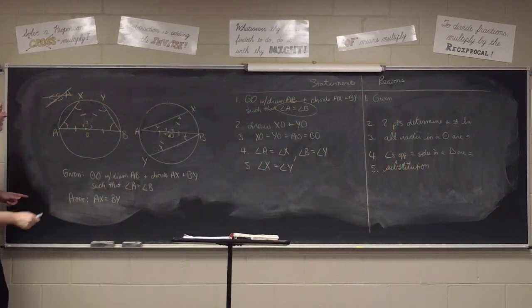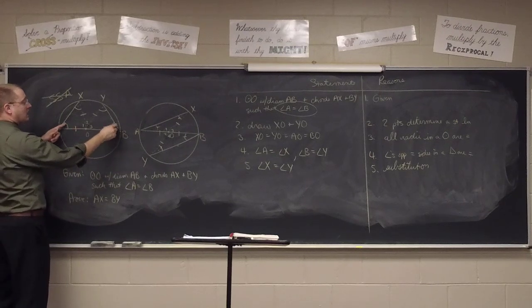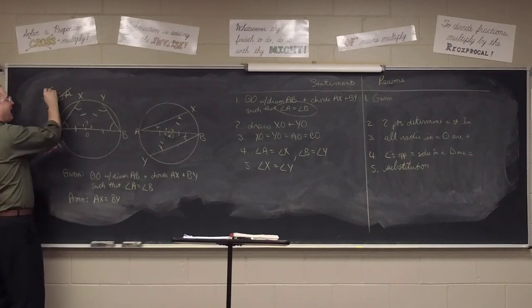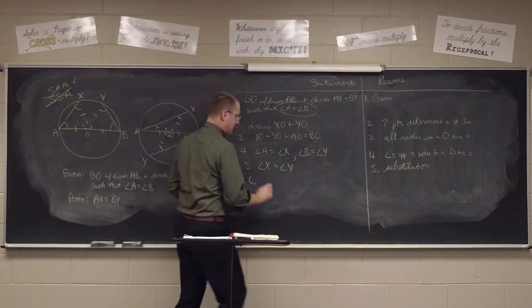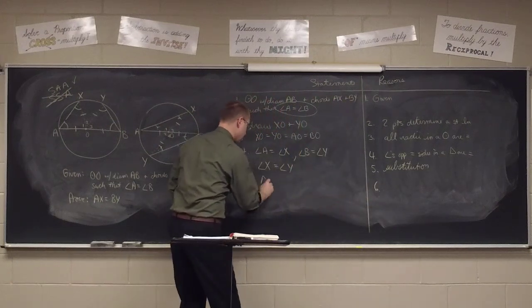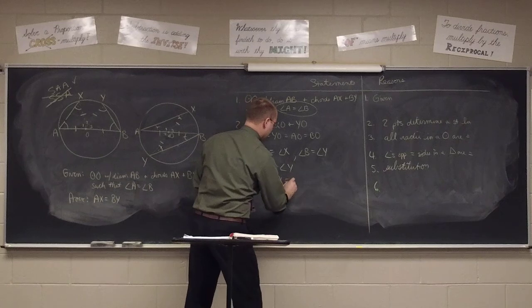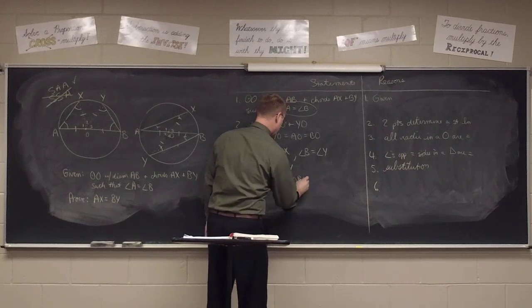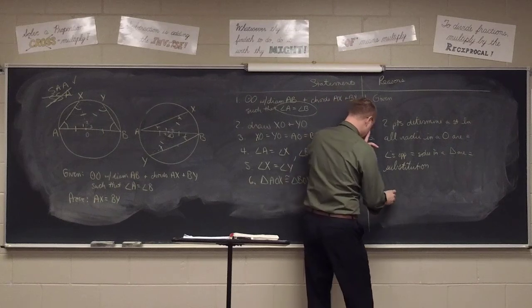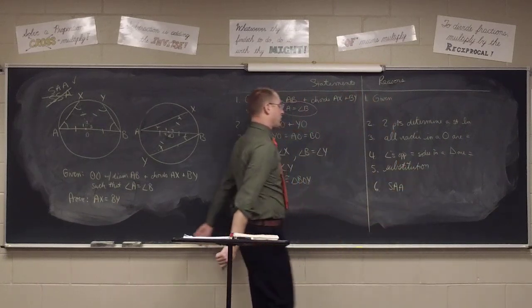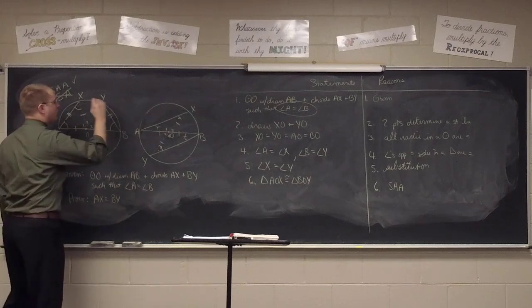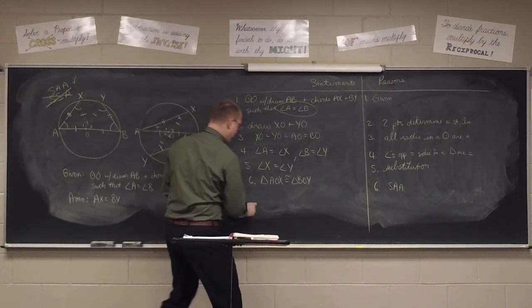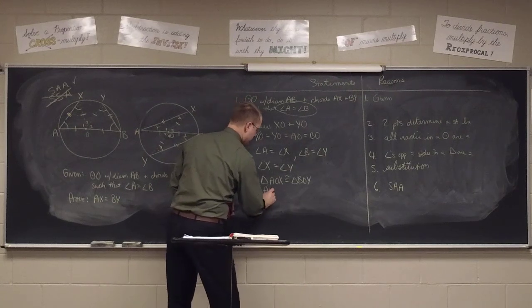And so now I have side angle angle, and that is a way of proving triangles congruent, right, Kendall? So number 6, Kendall, back to you. We can say that triangle AOX is congruent to triangle AOY, and reason: side angle angle. Now, why did we want congruent triangles again, Audrey? Because we wanted our two chords equal, AX and BY, and they will be by CPCTC.